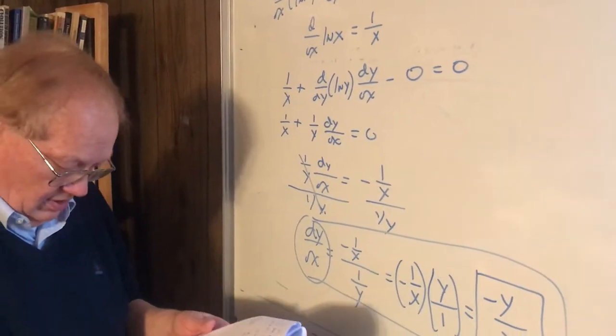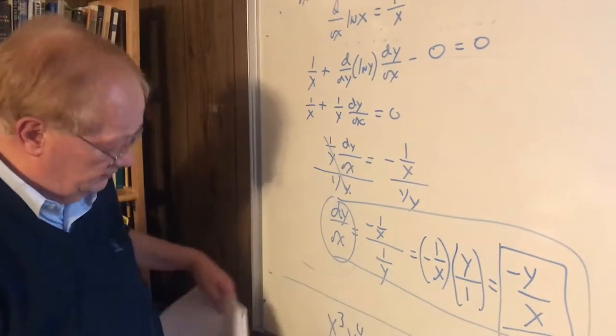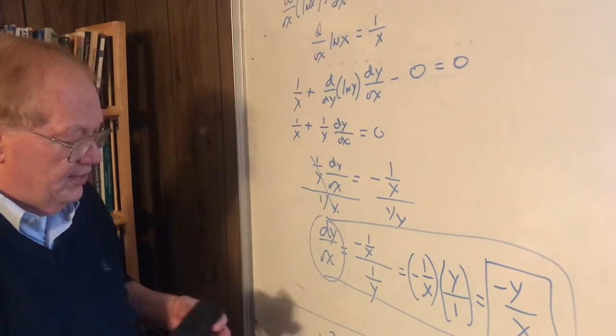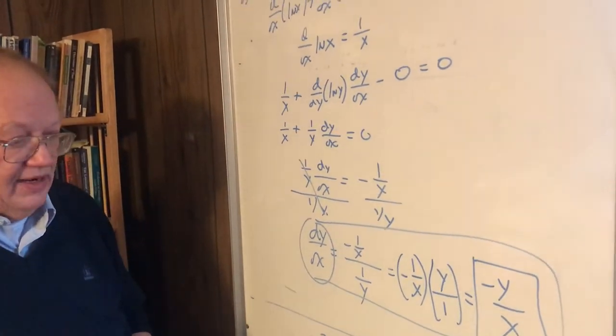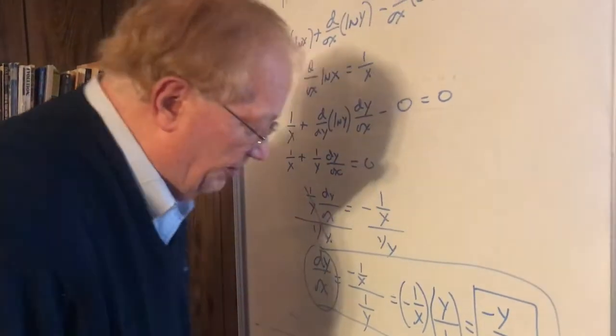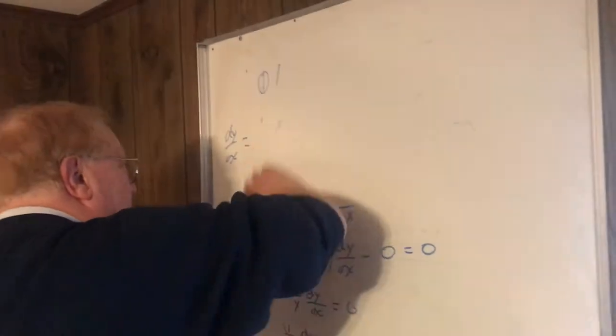We have 5 minutes. Okay, so shall we try the next way? Let's try method number 2 and see which one you prefer. So let's keep the answer minus y over x. If we use method number 2 and it's correct, we should be able to get the same answer.